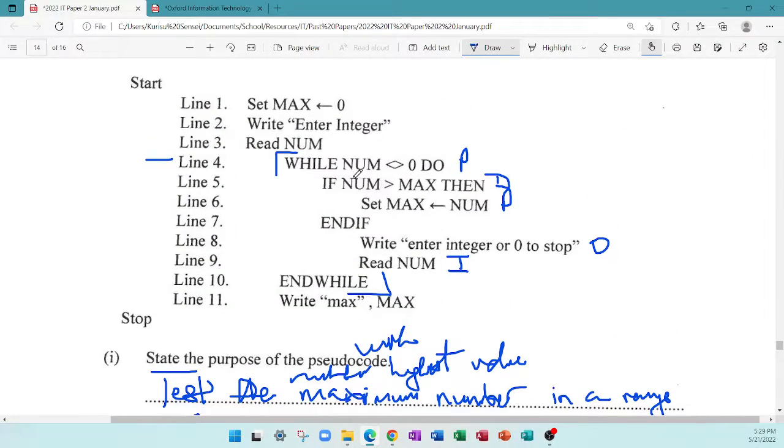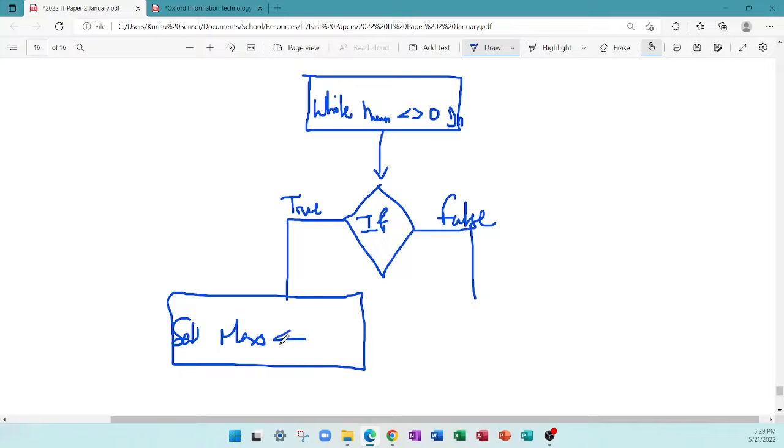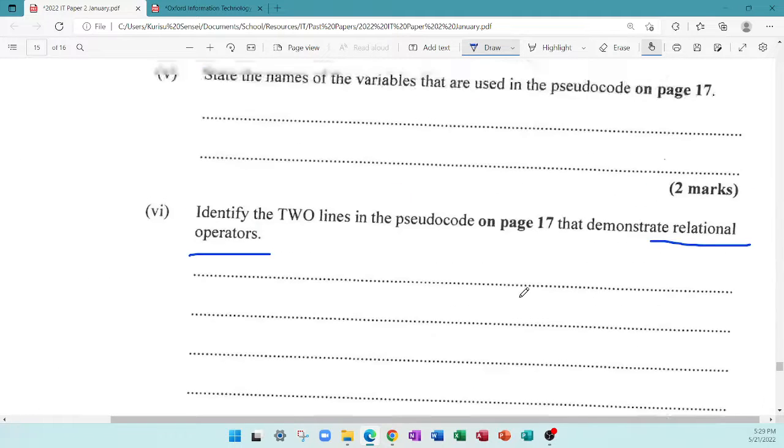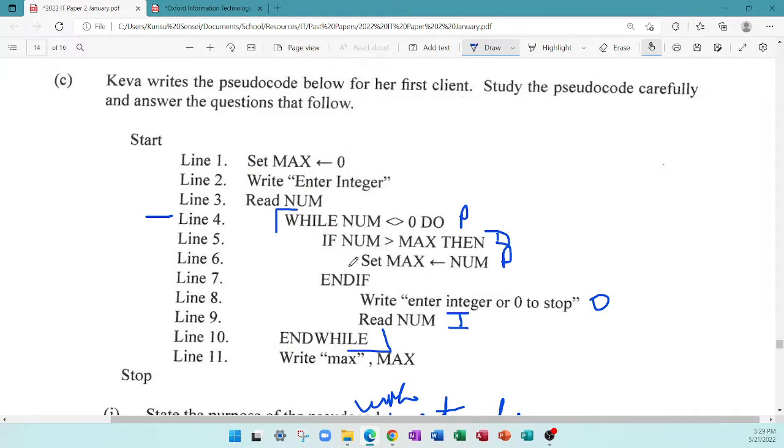So if num is greater than max, then set max to num. On the true side, on this side here, is where we're gonna have set max to num, because that's the true side. So that's also the then. You can put then if you want, and you can put else over here to make it clear. Now, we don't have anything on the else. And actually we don't have a false.